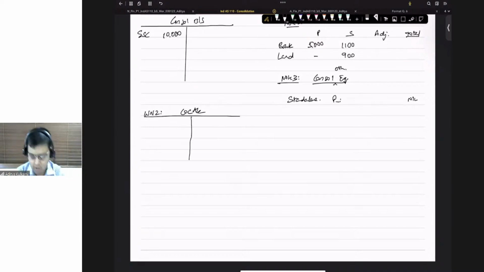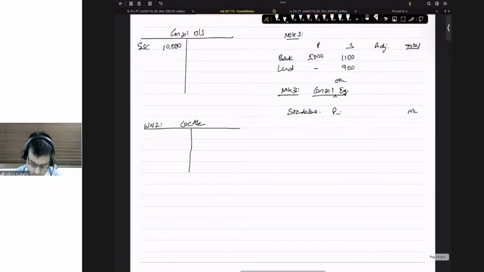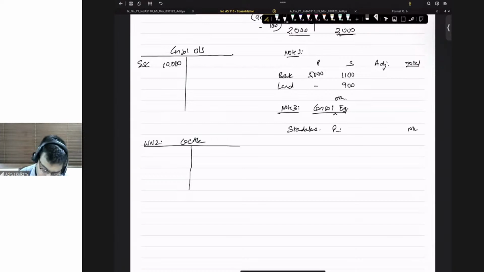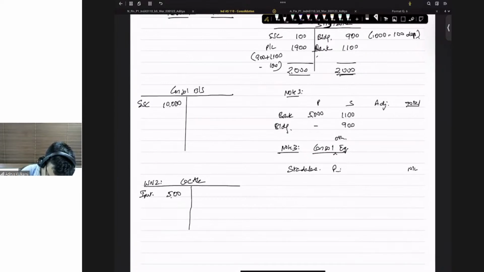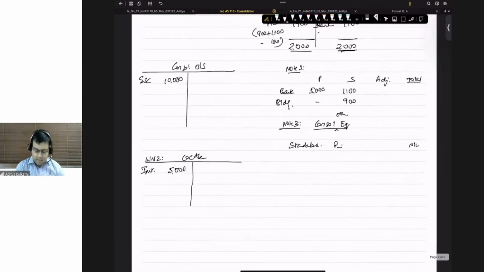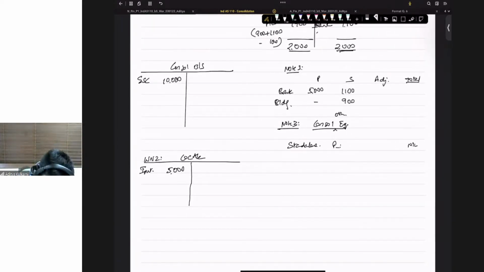COC account. So here I will be eliminating the investment. Working note 3 will not come because there is no NCI. Okay, sorry, this is building. Stupid mistakes from my side. Building. Okay, all right. So COC account will be there. I will write here investment. How much is that? 5,000. So COC account is done. NCI will not come.